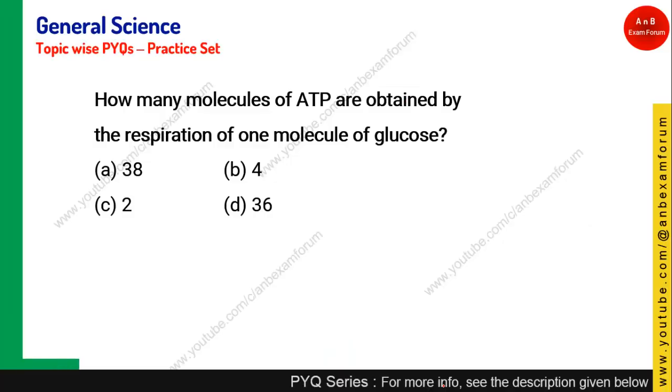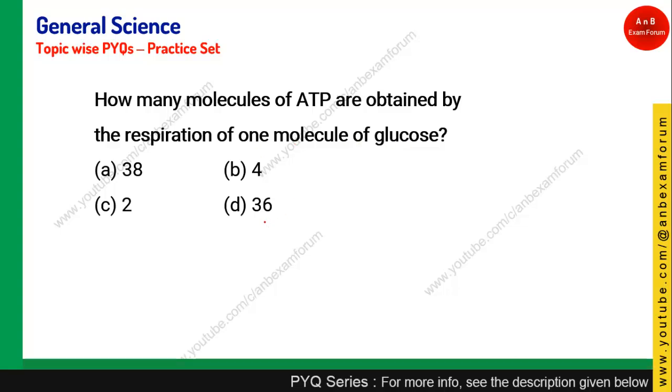So how many molecules of ATP are produced in the respiration of 1 molecule of glucose? Just now we have seen 36 in the ETC cycle and 2 in the glycolysis. So a total of 38 ATP molecules are released.